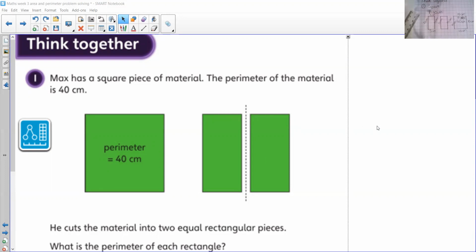Right, let's add this up then. So I only need the perimeter of one of these. So 10 add 10 is 20. 5 add 5 is 10. Add them together and the perimeter would be 30 centimetres. Perfect. Next one.